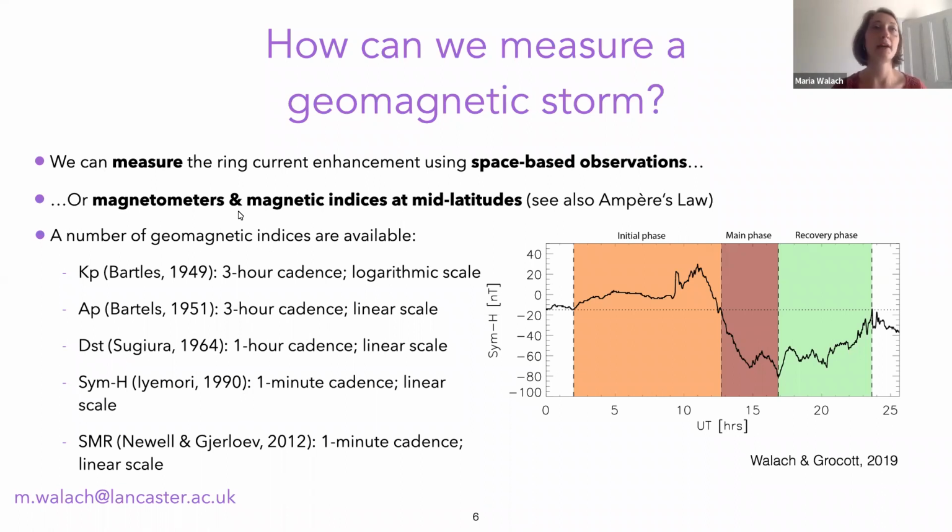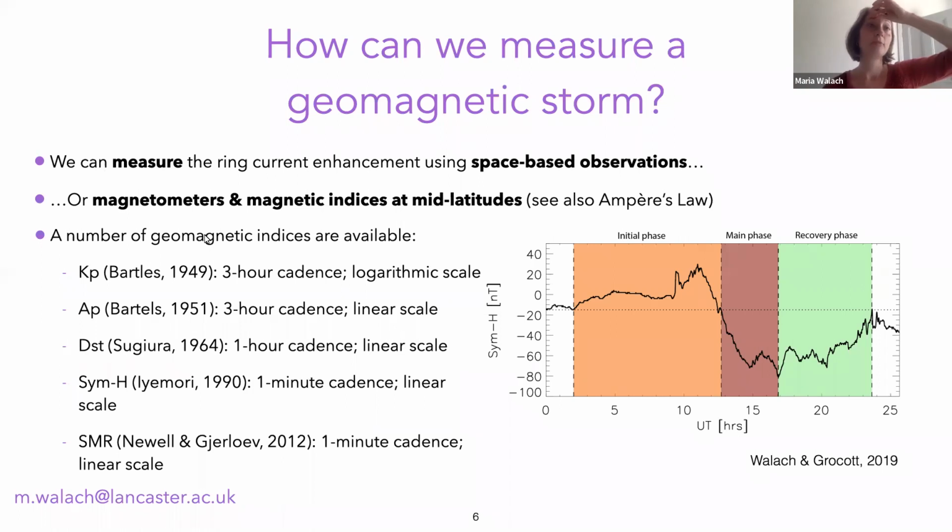And so this is what I alluded to in the last slide. There are a number of geomagnetic indices that have been built to do this, and essentially, you put a number of magnetometers at mid-latitudes, and you can combine the measurements from them to figure out, is this a global deviation in the magnetic field that we're seeing or not? And that then tells you if there's a geomagnetic storm happening.